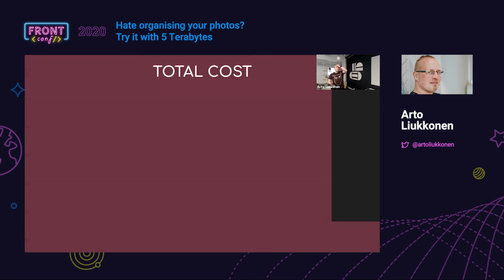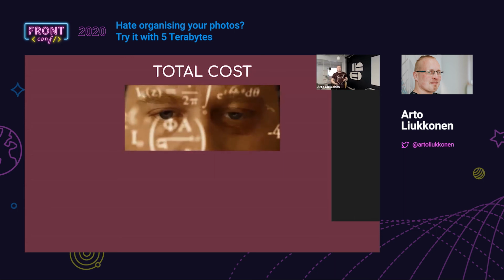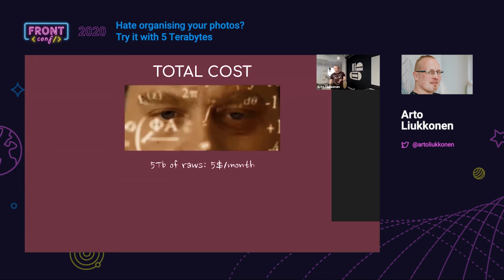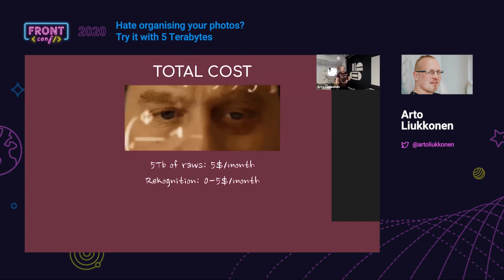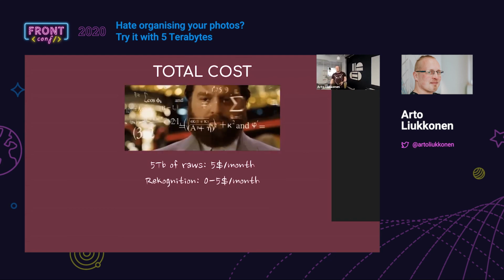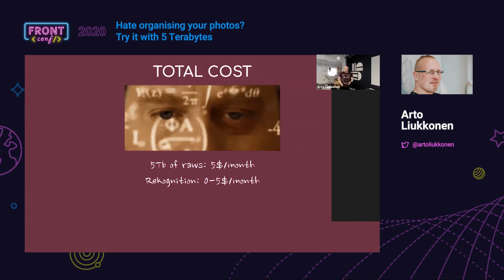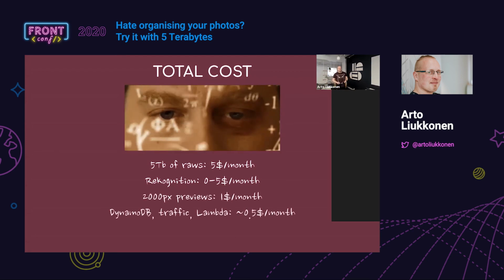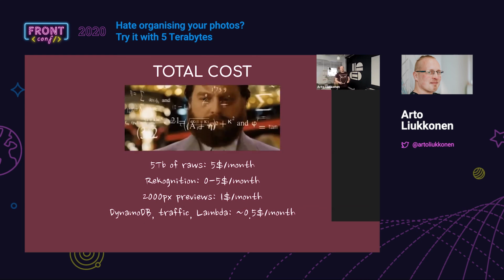So the total cost for running all this: storing the raw images is $1 per terabyte, so currently it's around $5 per month. Then running the recognition is around $0 to $5 per month currently after the initial run. The preview images were around $1 per month, and then DynamoDB and all the traffic and UI stuff is around 50 cents per month when browsing that gallery, even quite a lot.